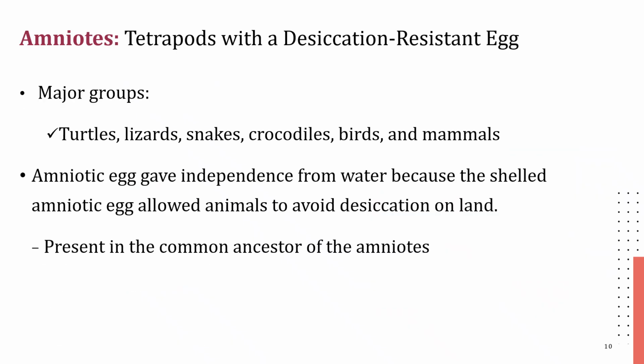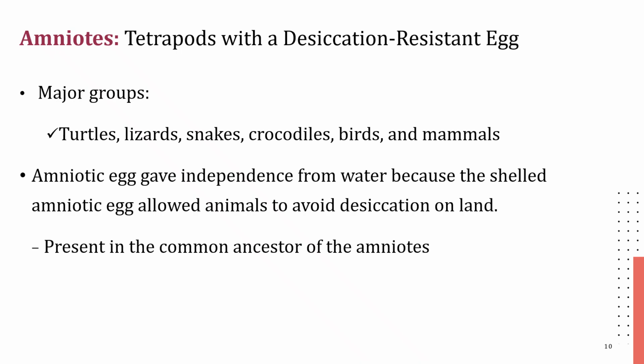The next group that we come to are the amniotes. These are tetrapods with a desiccation-resistant egg. So if you think about any animal that we haven't come to yet, it's probably an animal that is born out of an egg. This is going to include our reptiles, birds, and mammals.